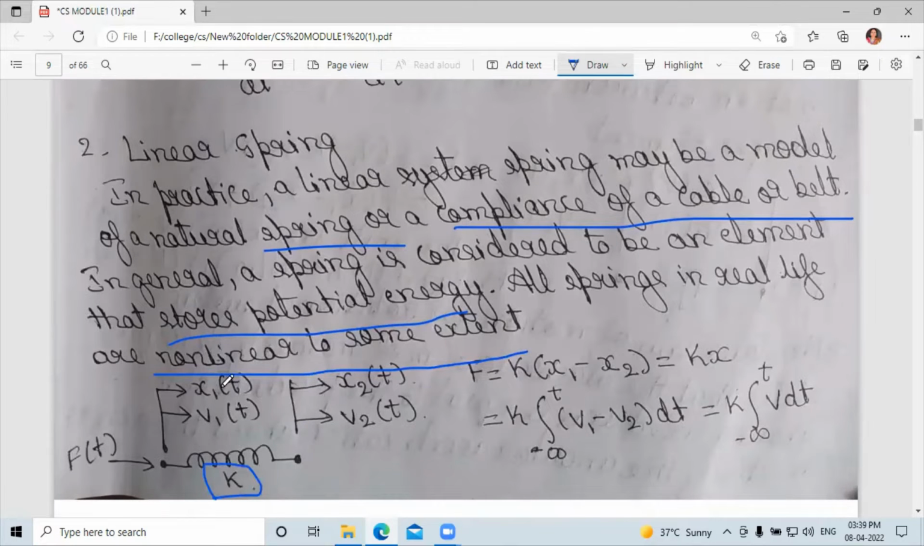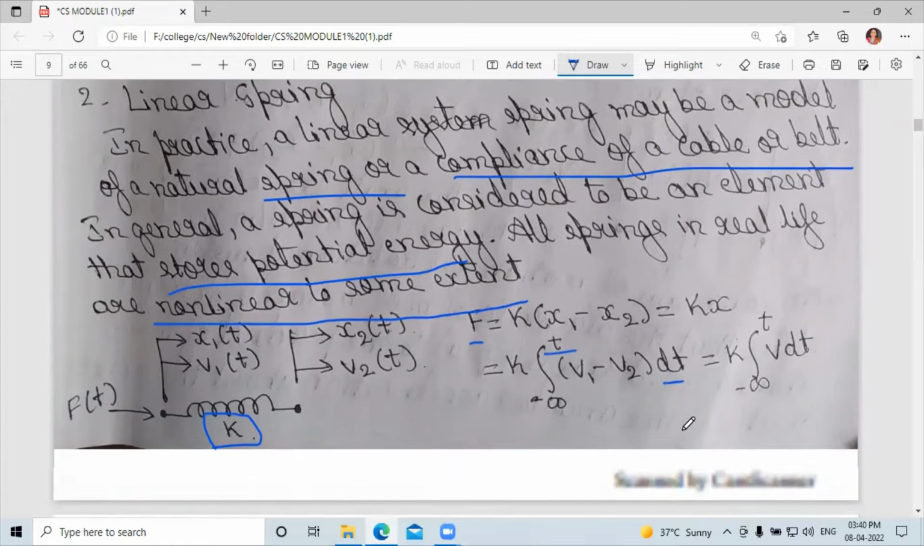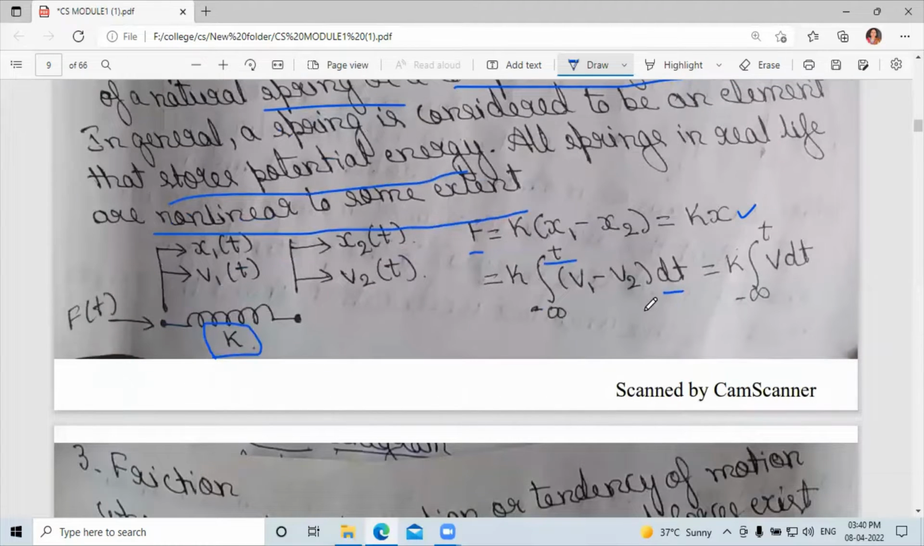Here they have given two displacements, x1 of t and x2 of t, and v1 of t and v2 of t. So what can we write as the equation? F is equal to k of x1 minus x2, that is equal to k into x. In velocity terms, f is equal to k times the integration from minus infinity to t of v1 minus v2 into dt. So this is in terms of displacement, and this is in terms of velocity.